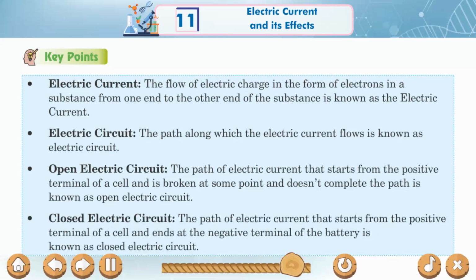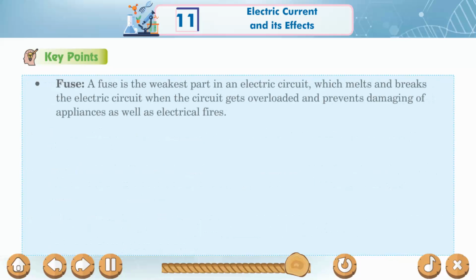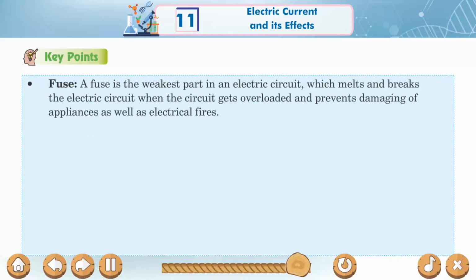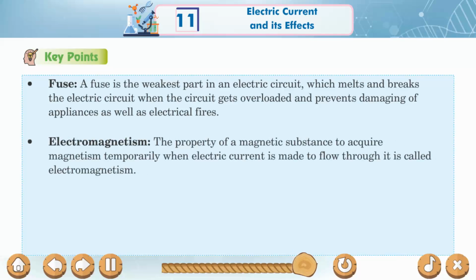Closed electric circuit: the path of electric current that starts from the positive terminal of a cell and ends at the negative terminal of the battery is known as closed electric circuit. Fuse. A fuse is the weakest part in an electric circuit which melts and breaks the electric circuit when the circuit gets overloaded and prevents damaging of appliances as well as electrical fires. Electromagnetism: the property of a magnetic substance to acquire magnetism temporarily when electric current is made to flow through it is called electromagnetism.